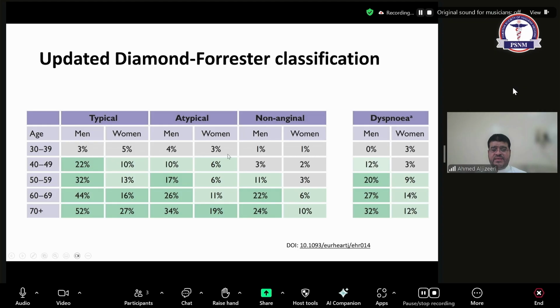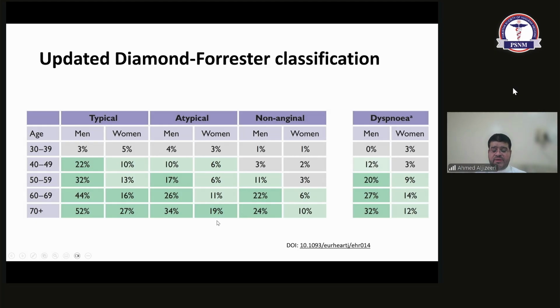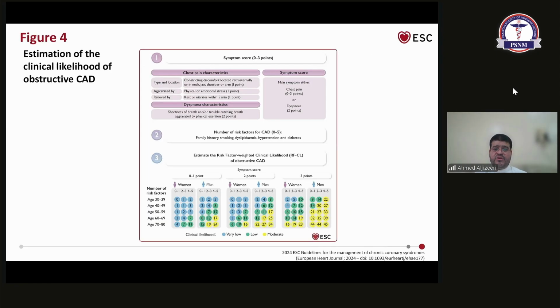And as you can see, the numbers are a little lower than those in the original Diamond-Forrester model, because now we have a better algorithm and we included cardiac CT. The European Society of Cardiology 2024 guidelines came up with an updated form of the pretest score that I just showed, and this time they also added the risk factors in order to better refine the risk of patients before deciding whether they will or will not need risk assessment.